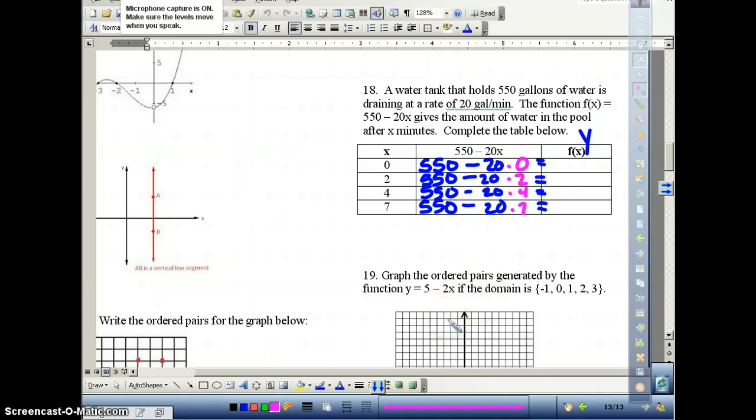All right, give me some answers. 550, subtract 20 times 0. 550. Okay. 2 times 20 is what? 40. That's 40. What's 550 subtract 40? 510.